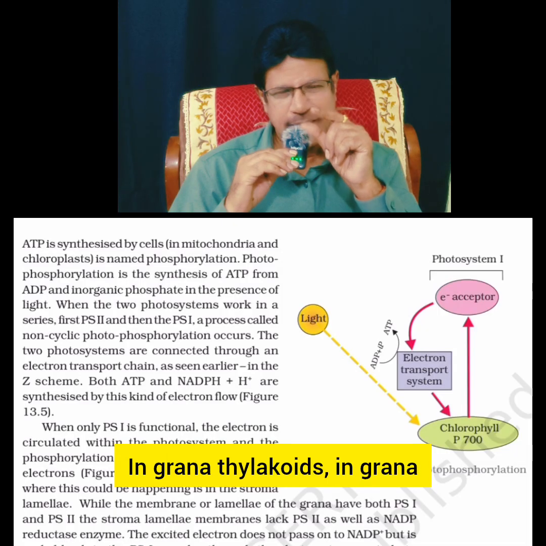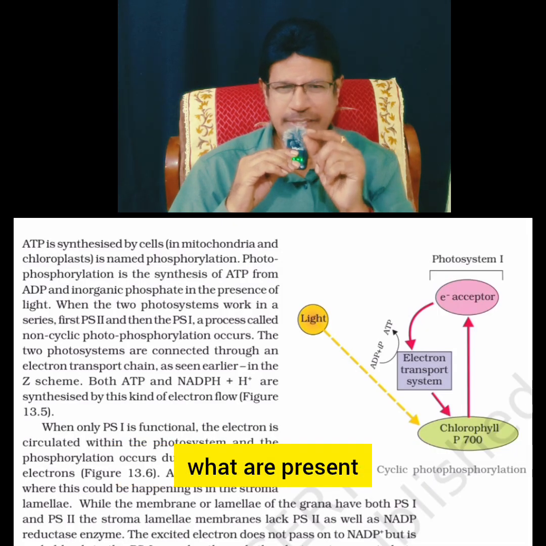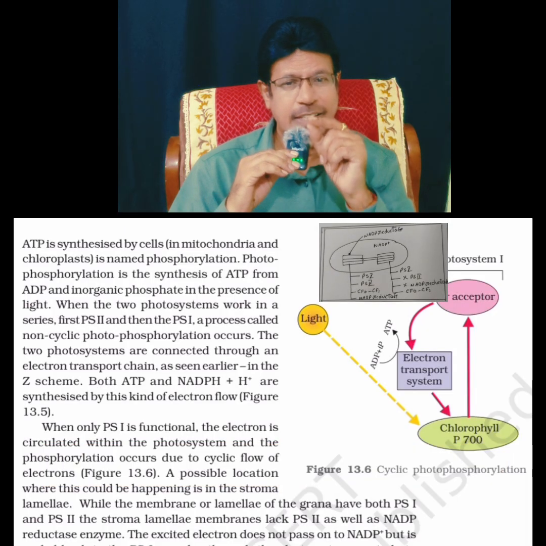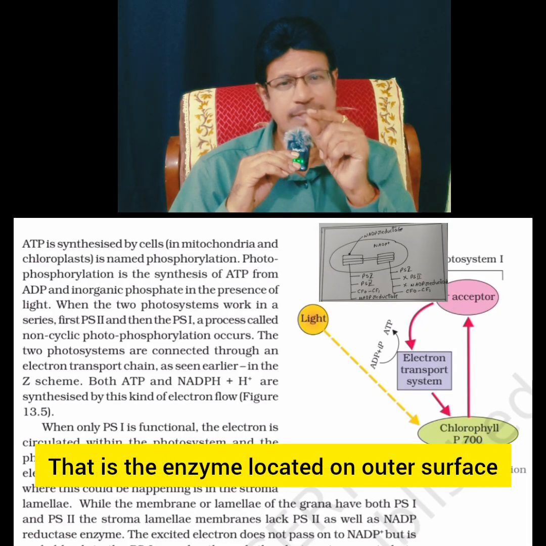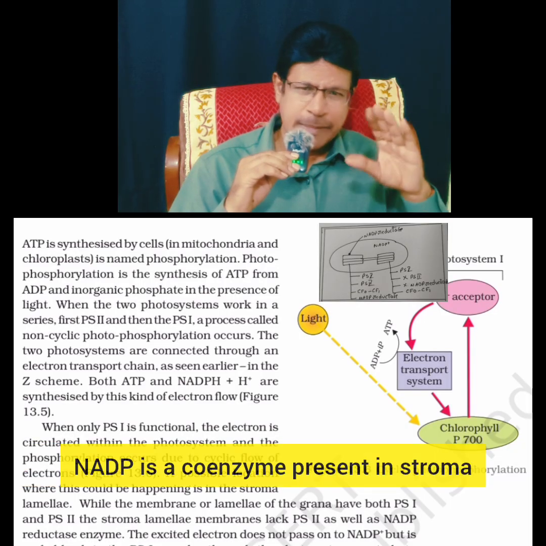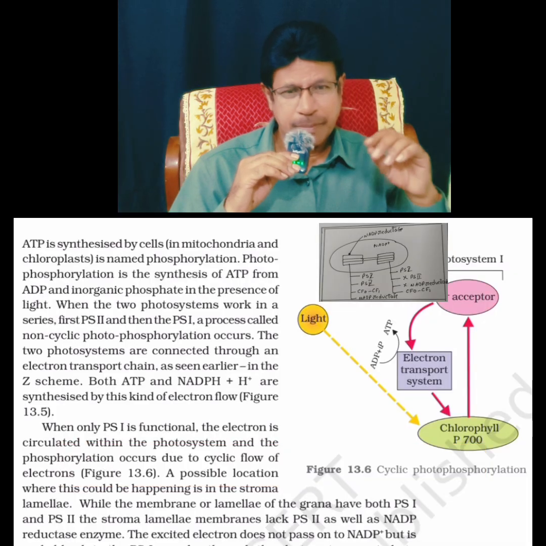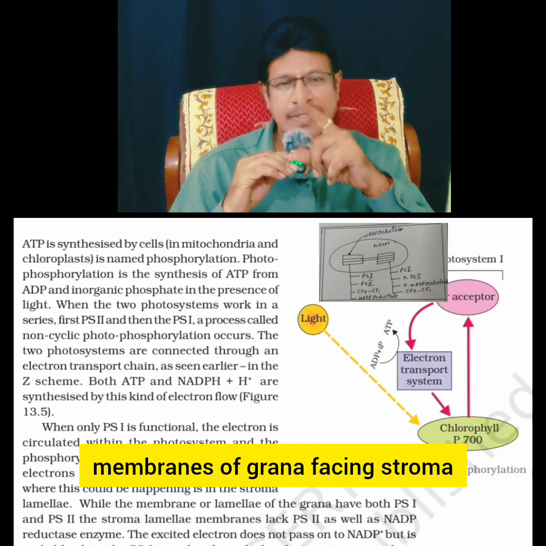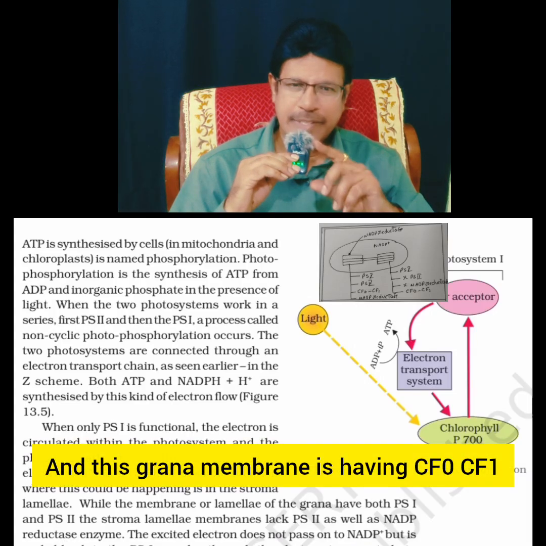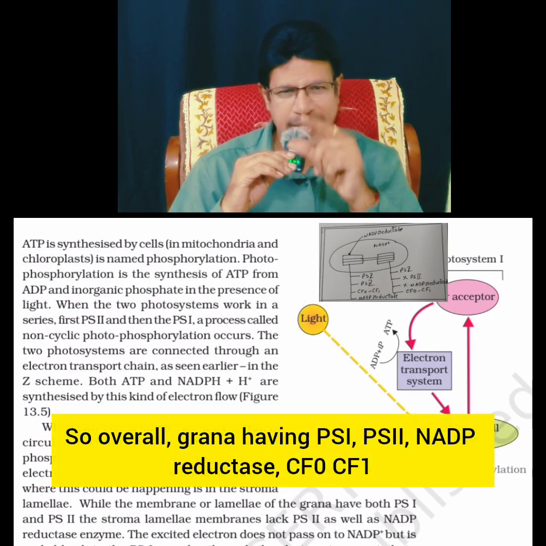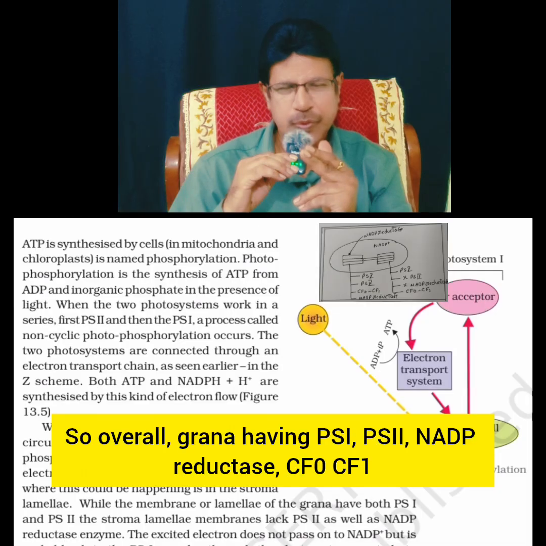In grana thylakoids, what are present? PS1, PS2, and NADP reductase, the enzyme located on the outer surface of the grana thylakoid membrane facing the stroma. NADP is a coenzyme present in the stroma, but NADP reductase is an enzyme present on the membranes of grana facing the stroma. These grana membranes have CF0, CF1, that is ATP synthase. So overall, grana have PS1, PS2, NADP reductase, CF0, CF1.